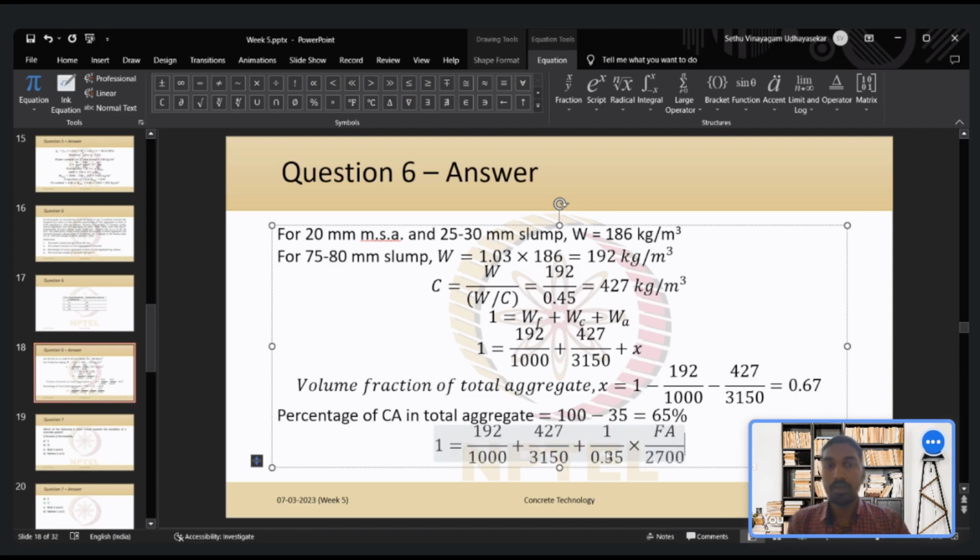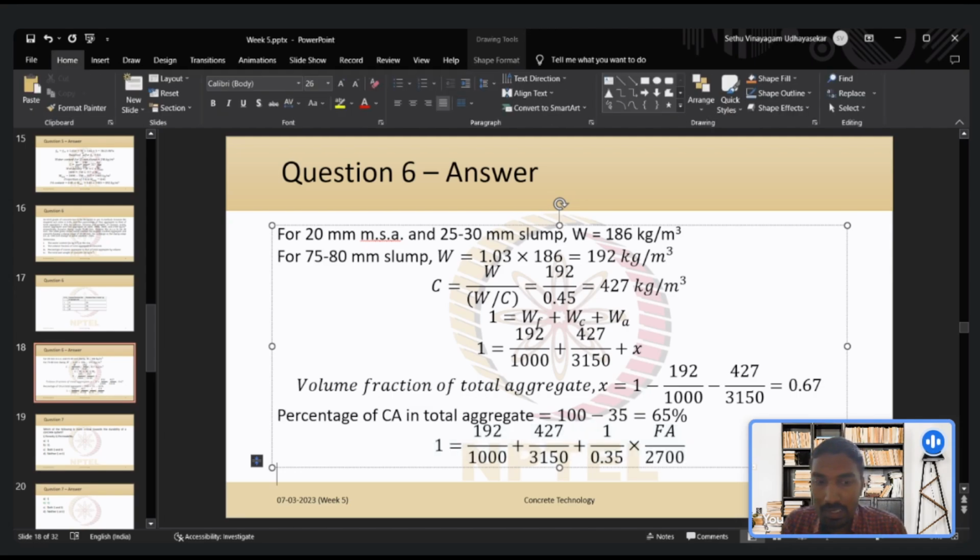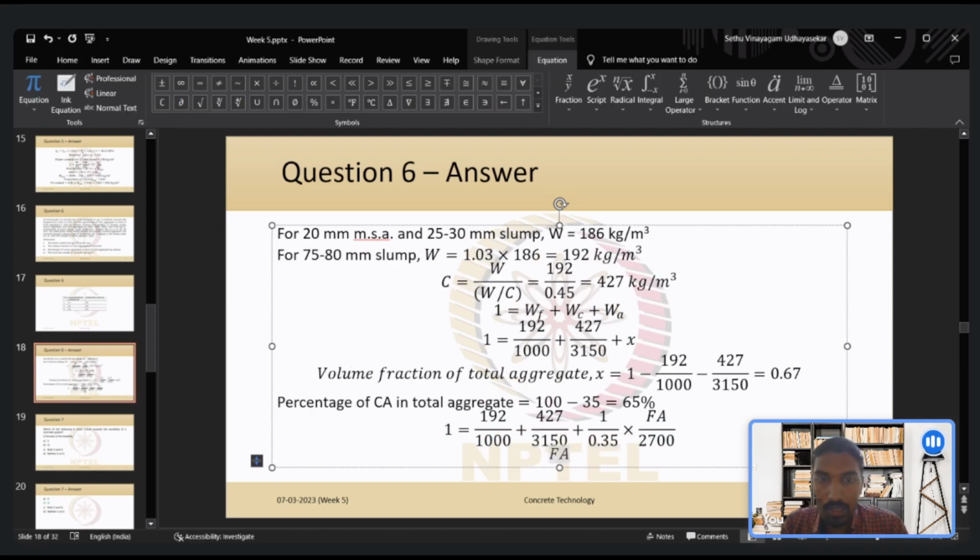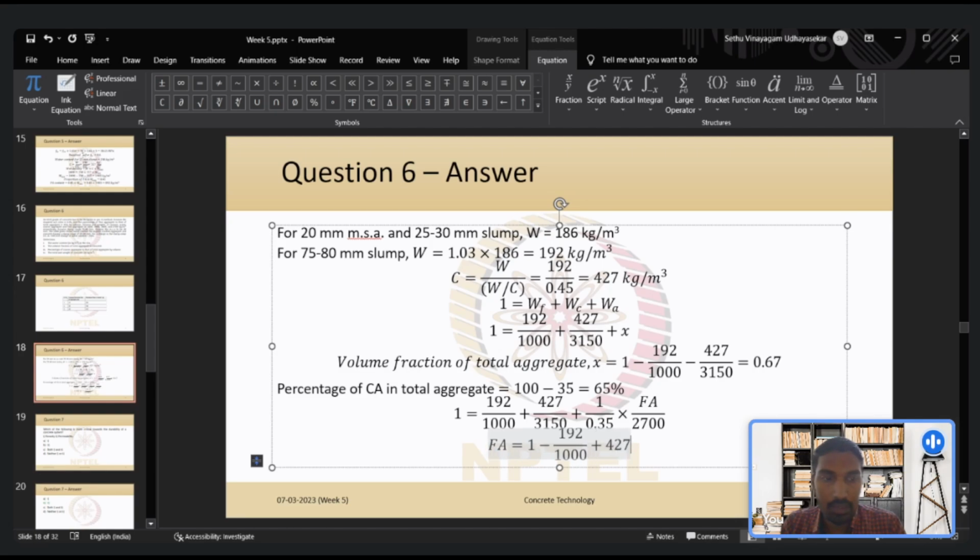Okay, so why do we divide by 0.35? Because fine aggregate is only occupying 35% of the volume. The volume fraction for the fine aggregate is Fa by 2700, but it is only 35% of the total aggregate volume. So we divide by 0.35 so that this represents the total volume occupied by the aggregates in the concrete system. From this we can find out the fine aggregate content. So Fa will be nothing but 1 minus 192 by 1000 plus 427 by 3150.